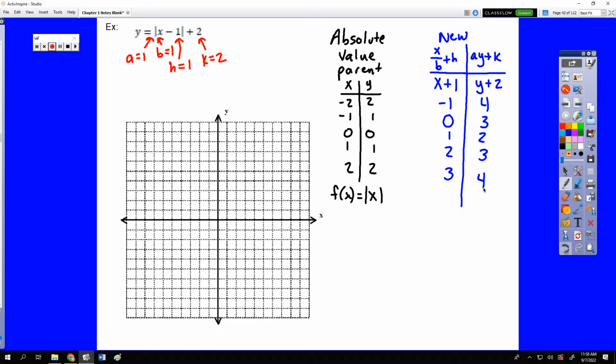That gives us these 5 points, negative 1, 4, which is here, left 1 up 4. 0, 3, which is just up 3 from the origin. Right 1 up 2, 1, 2. Right 2 up 3, and right 3 up 4. Draw your absolute value function passing through those points. Again, we should recognize that distinctive V shape to the graph based on the fact that it is absolute value.